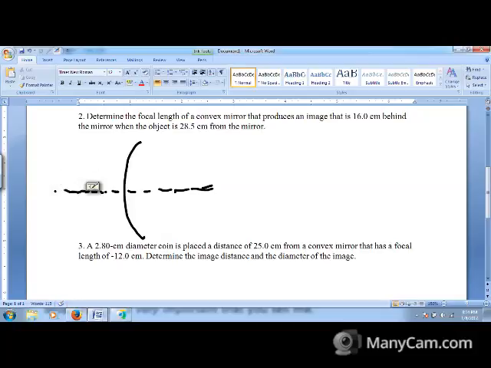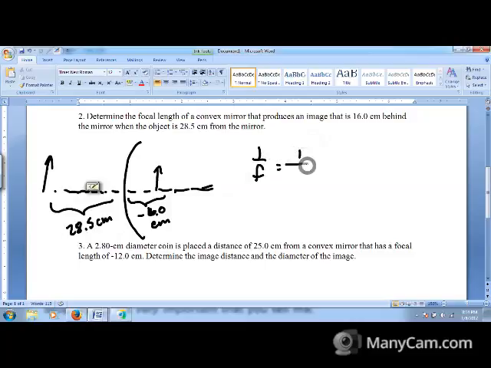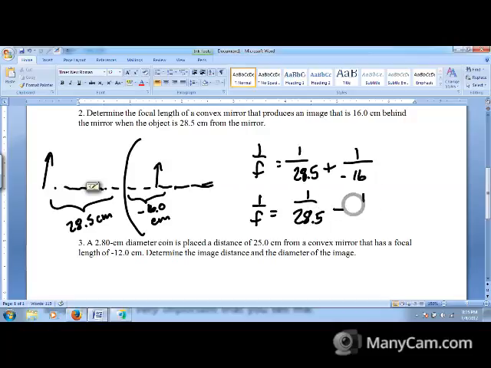They want the focal length. They're telling you the image is 16 centimeters behind the mirror. That means it's negative. So wherever this is, that's a negative 16 centimeters. The object is more away. It's 28.5. Okay, so the equation 1 over f, which we don't know, is 1 over the object distance plus 1 over the image distance, which is a negative 16. If you're adding a negative fraction, I'll simplify it just a little bit more. It's 1 over 28.5 minus 1 over 16. And then after you calculate that, you'll have your answer.